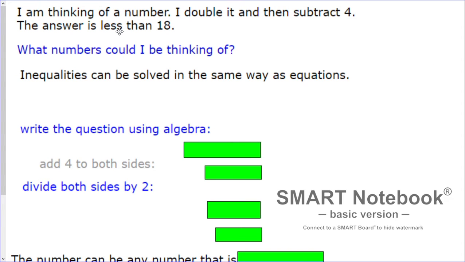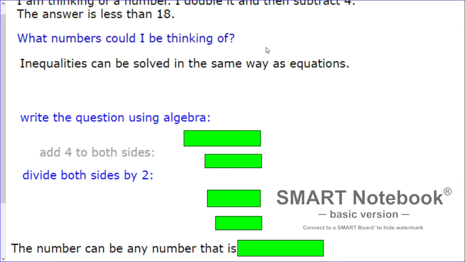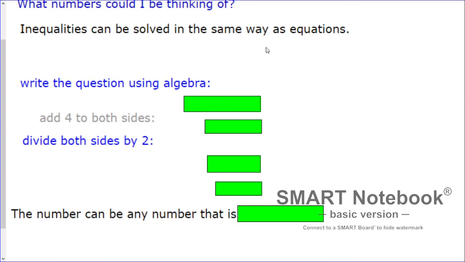Here's a sentence. I'm thinking of a number, I double it, and then subtract 4. The answer is less than 18. What numbers could I be thinking of? There's going to be a lot of numbers, an infinite number of solutions here that you could be thinking of. And we can solve them exactly the same way as equations.